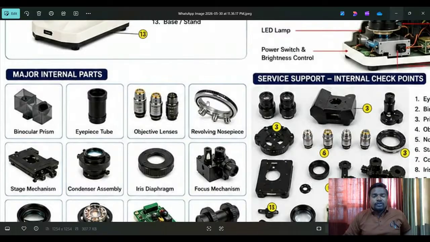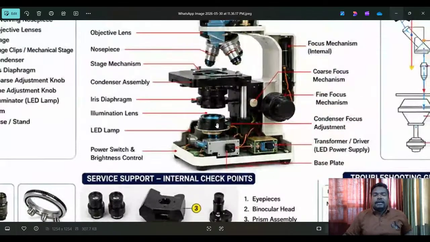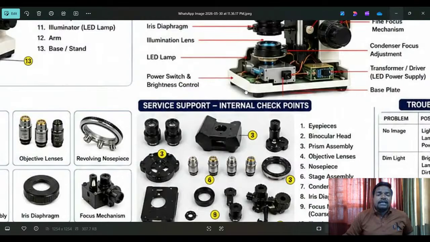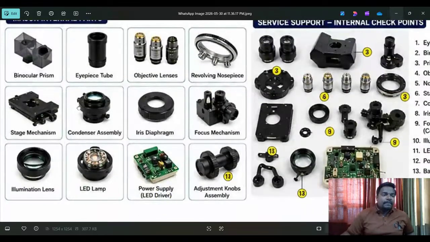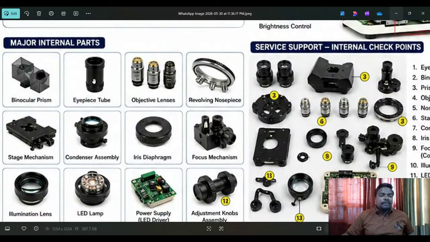If it is not available, then we cannot use the lens. See here, the lenses we are keeping, and depending on the requirement we can replace the lens, then we can see the specimen as required. And see here, these are the major internal parts. And the stage mechanism, this is a very, very important part. Everything is very, very important.